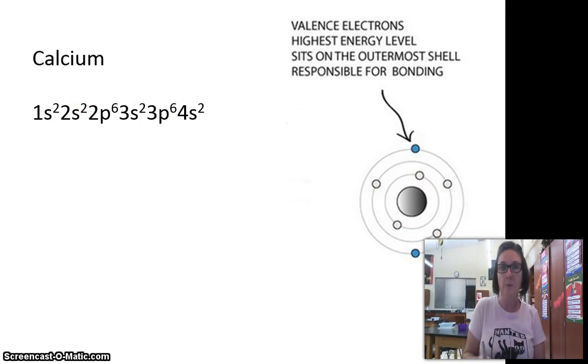If we take a look at calcium, calcium has a lot more energy levels. It has a first energy level, it's filled up the second energy level, and it's put 8 electrons on the third energy level. Then we get all the way out to the 4th energy level. It has the S sublevel with 2 electrons in it. This is the highest energy level for a calcium atom, and there are 2 electrons in it, so we would say that it has 2 valence electrons.